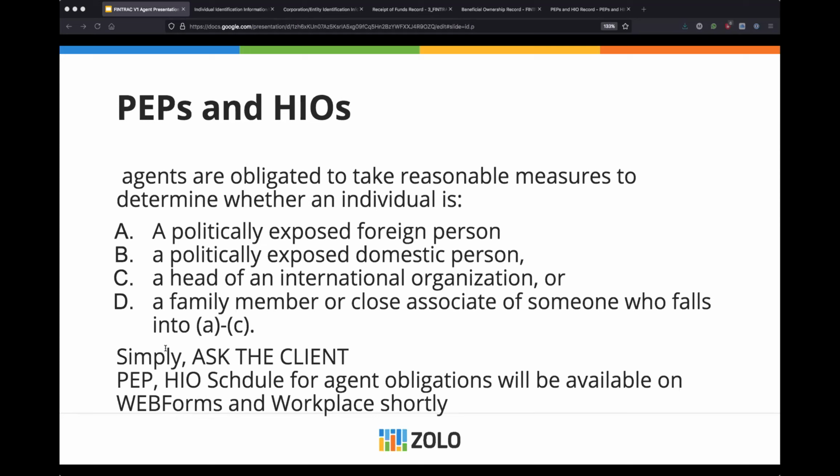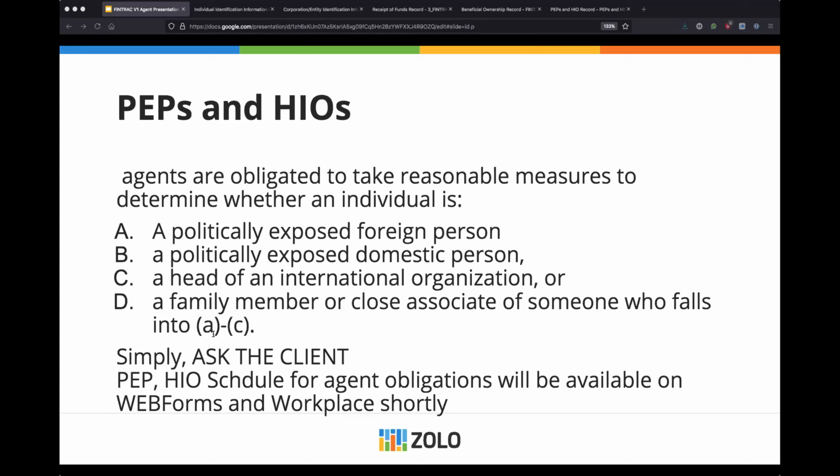So from federal to provincial to municipal governments, anyone who holds a position of power in politics, foreign or domestic, will be a politically exposed person. In terms of a head of an international organization, it's an individual who currently has or has held within the last 5 years the specific office of head of an international organization. That could be CEO, chairman of the board, any of the C-level executives.